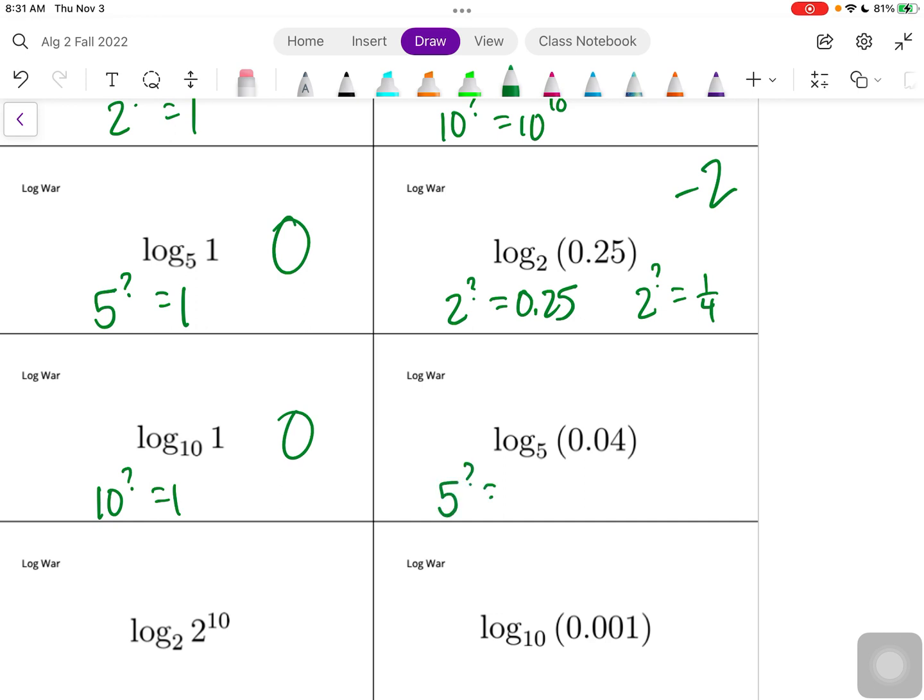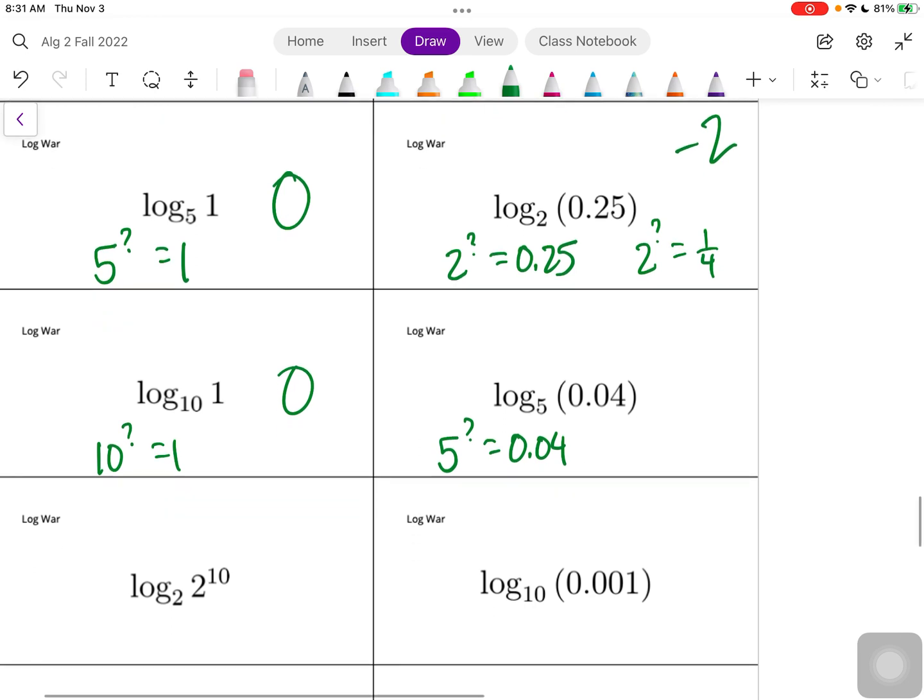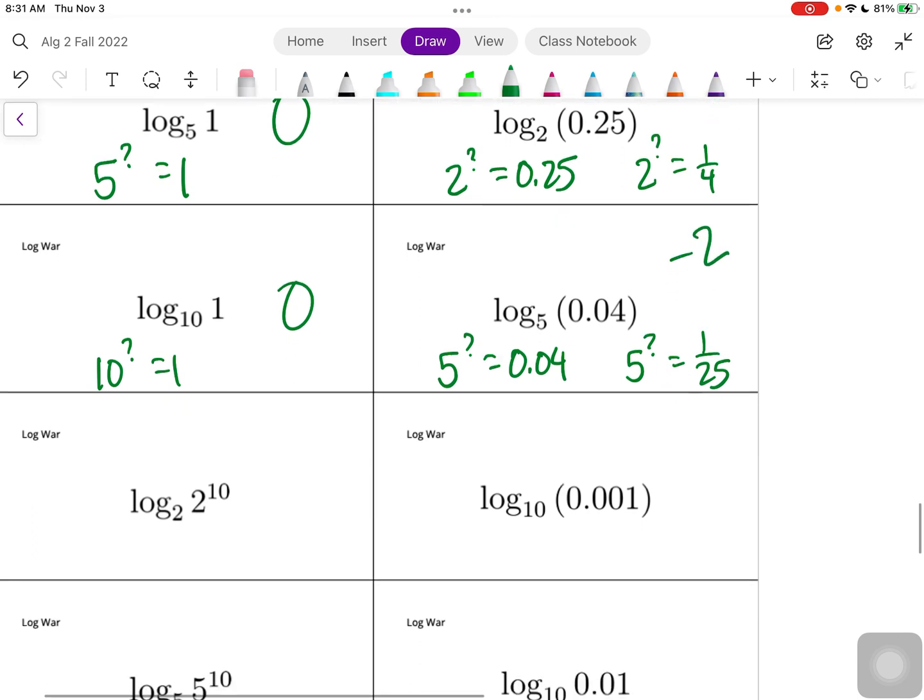5 to the what is equal to 0.04. And if we turn that into a fraction, we get 1/25th. Let's see, so 5 to the question mark equals 1/25. And so we know that 5 squared is 25, but it turns into a fraction, so it's -2. Then we have here, we have 2 to the question mark equals 2 to the 10th. So that question mark is equal to 10.